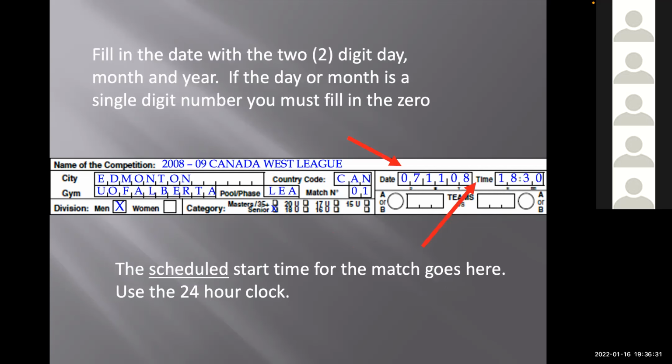Date and time, note that the time is in 24-hour clock, and that is the scheduled time. So whatever it says on the draw that the game is supposed to start, so in this case it's 6:30, we're going to put that in, even if the game is either late or early. Usually they're not early, they're going to be late. There's a process if the game doesn't start at the scheduled time, and we'll go over that later.